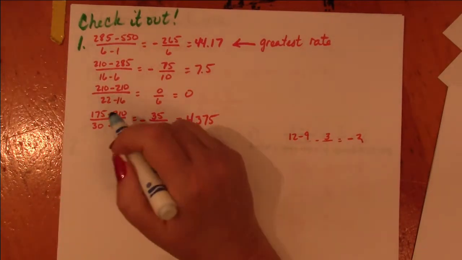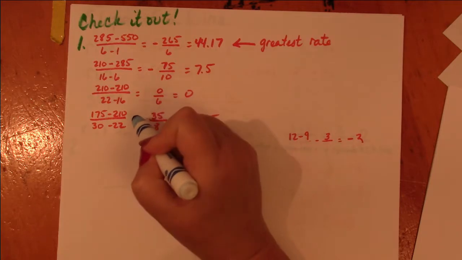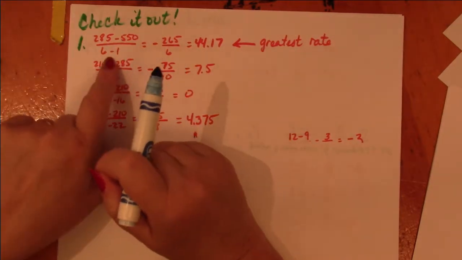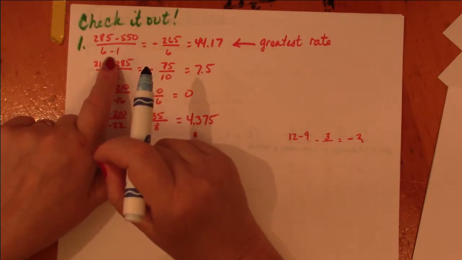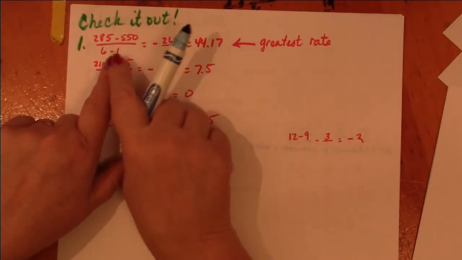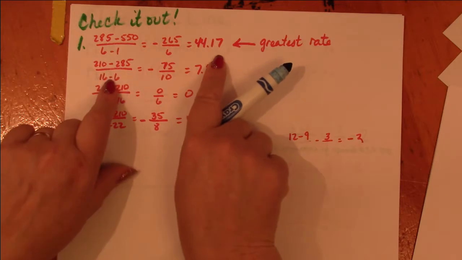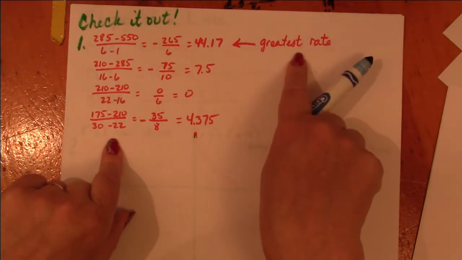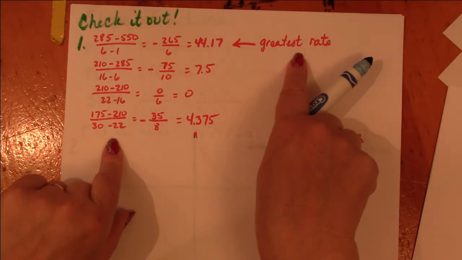So check it out number 1 asks you for balance of a bank account on different days, and it gives you the chart, and you're going to make sure to do your subtraction in the same direction each time, and then this first one is the greatest rate. Then the next question.